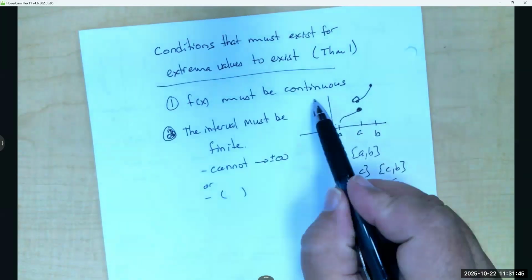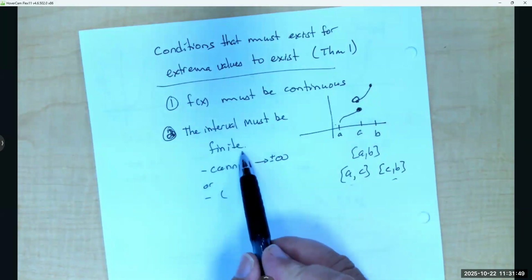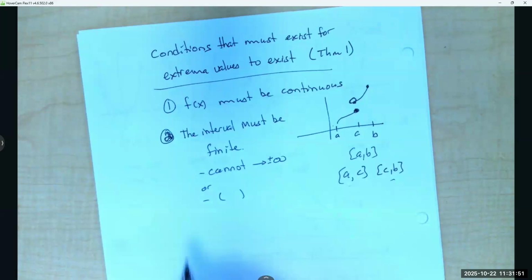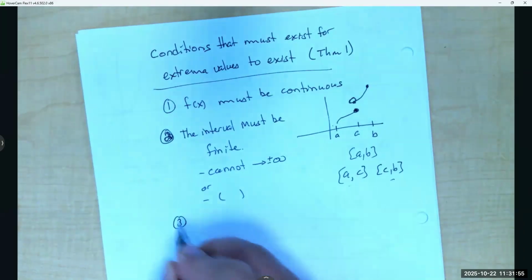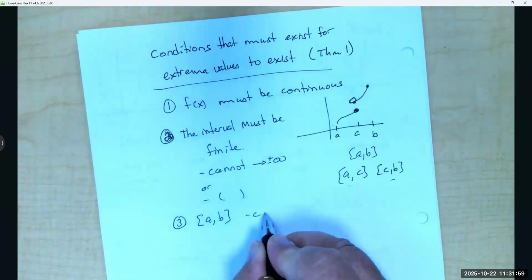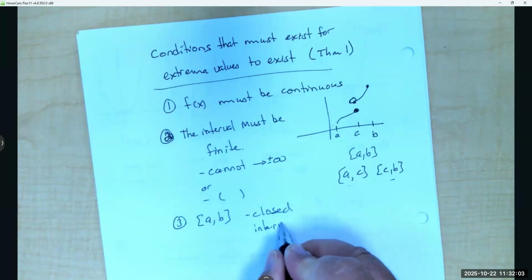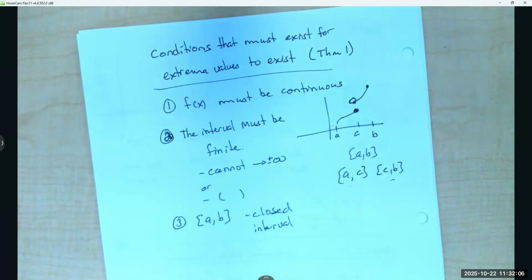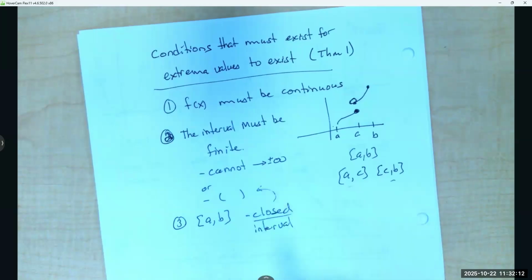So the function has to be continuous. The intervals must be finite. And the interval must be closed. This was important because once you say closed, that tells you you can never have an open interval.